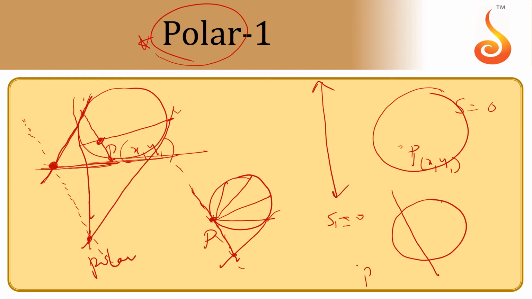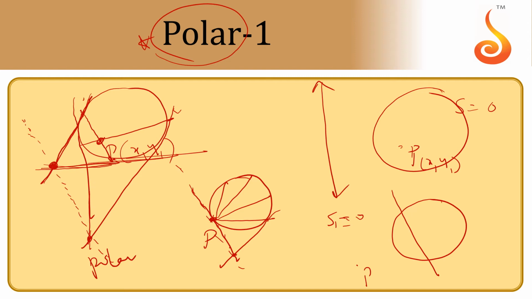But polar is defined for all three positions. See, tangent we cannot define for a point which is outside or inside. Only on the circle we can define. Chord of contact we can define outside, on also. On is nothing but tangent, but polar can be defined for all these three positions.